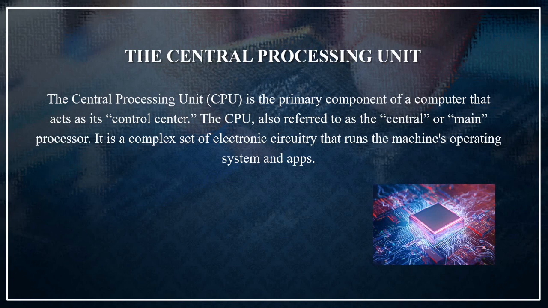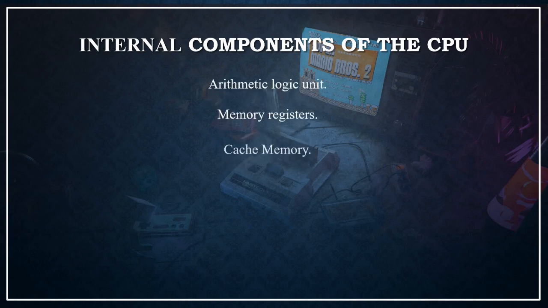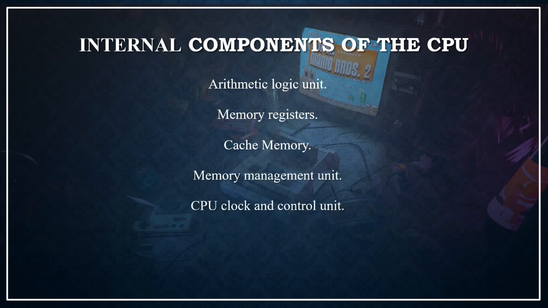The Central Processing Unit. The Central Processing Unit, CPU, is a primary component of a computer that acts as its control center. The CPU, also referred to as the central or main processor, is a complex set of electronic circuitry that runs the machine's operating system and apps. Internal components of the CPU: arithmetic logical unit, memory registers, cache memory, memory management unit, CPU clock and control unit, and random access memory.